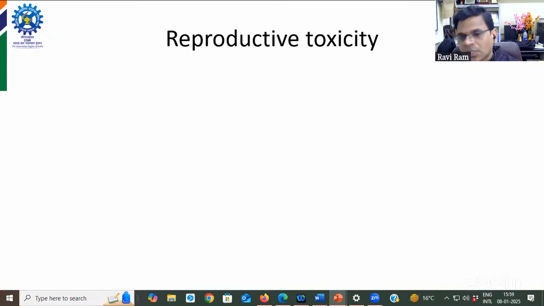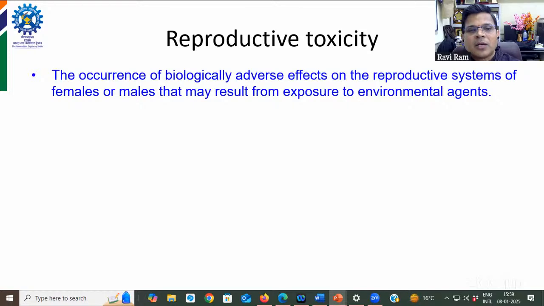Reproductive toxicity is the occurrence of any biologically adverse impact on the reproductive system or the functions of the reproductive system in response to these environmental chemicals. It can be male or female. In male, it is referred to as male reproductive toxicity, which I'm going to focus on today. And if it happens in female, it is referred to as female reproductive toxicity.